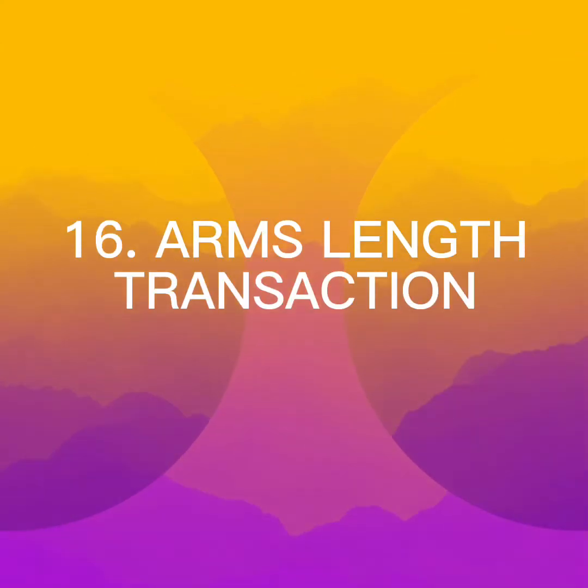Arm's length transaction, number 16, is a business deal that involves parties who act independently of one another. Both parties involved in an arm's length sale usually have no relationship with each other. These types of deals in real estate help ensure that properties are priced at fair market value.